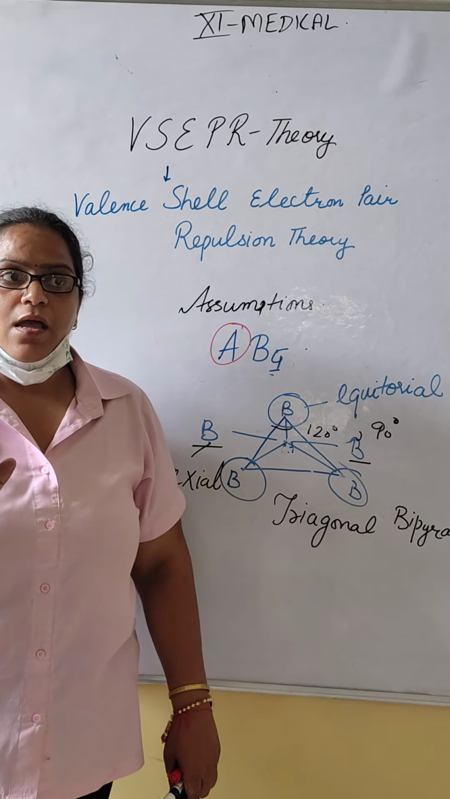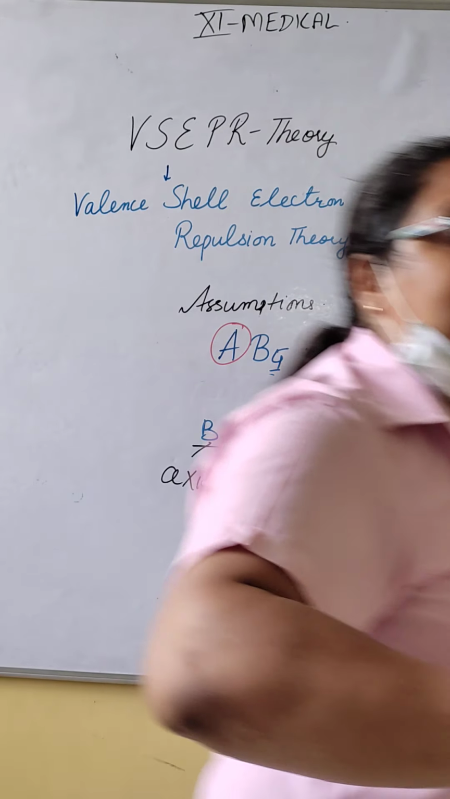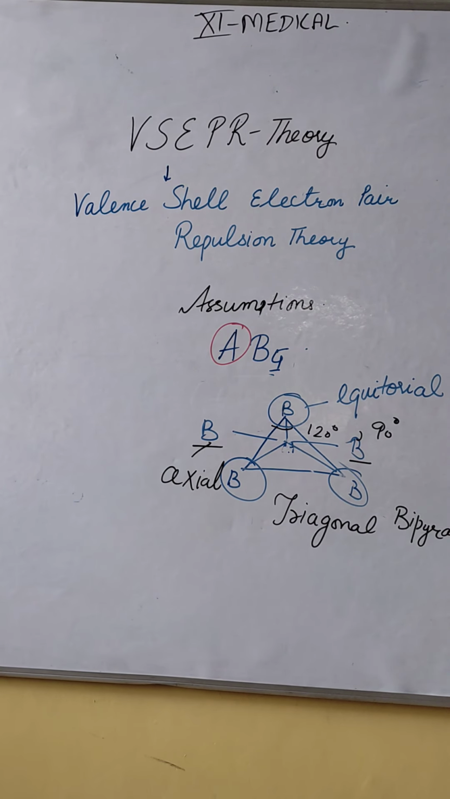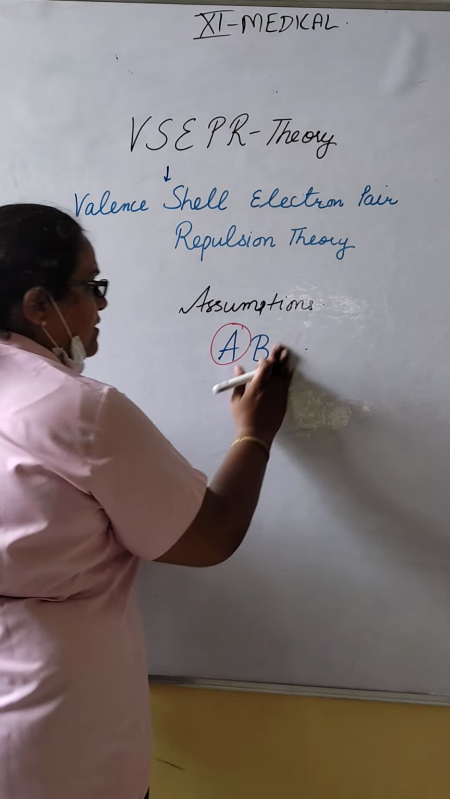Clear? AB2 type, what is the shape? Linear. AB3 type, what is the shape? Triangular planar. AB4 type? Rectangular. AB5 type? Similarly, we have AB6 type.